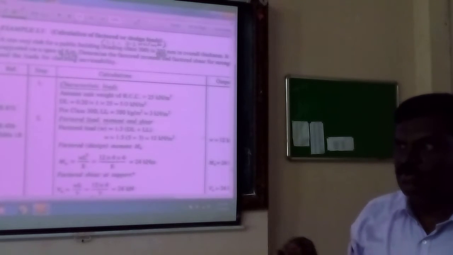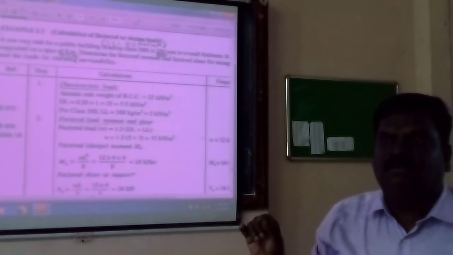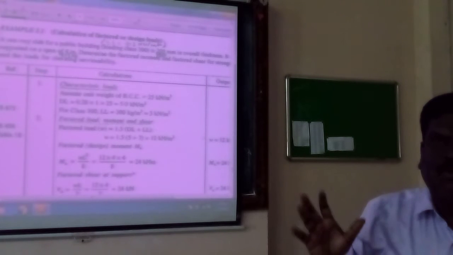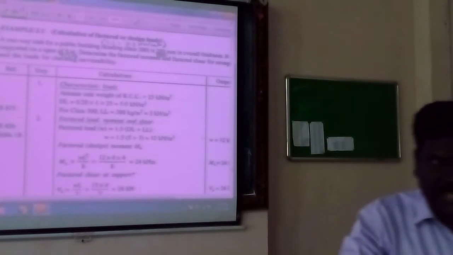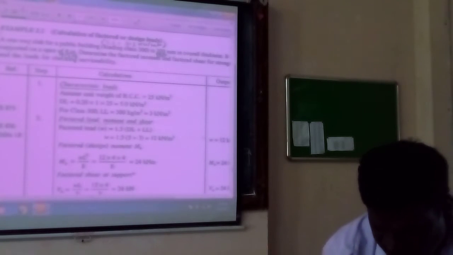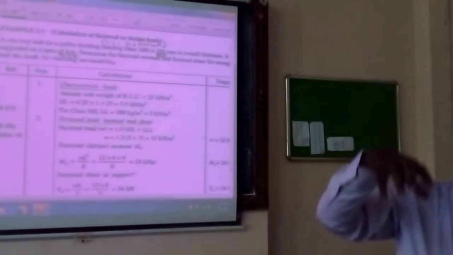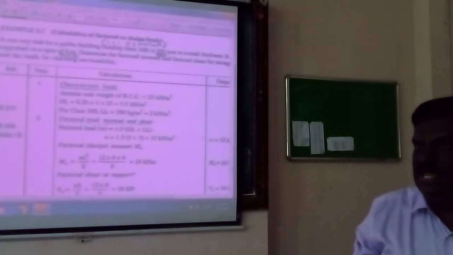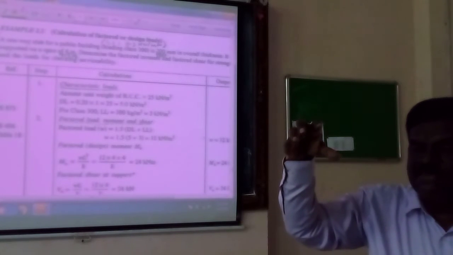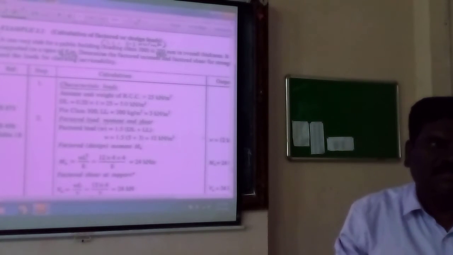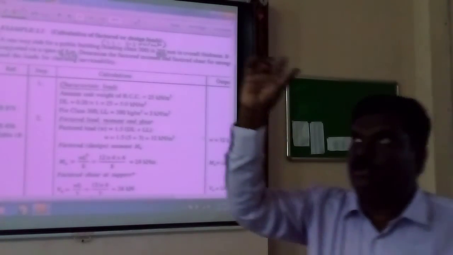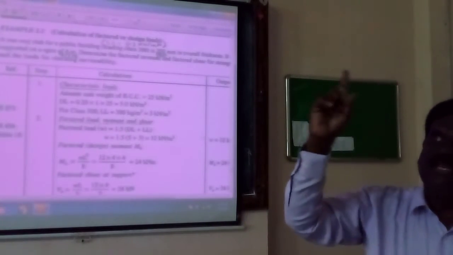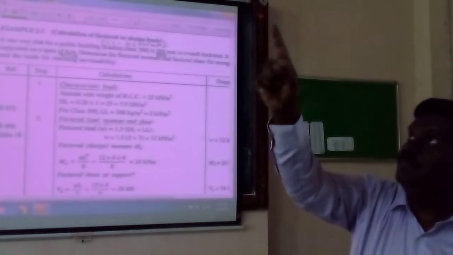LL on slab, write down. LL on slab is equal to. What is the live load on the slab now? The live load is given as 3.5 kilonewton per meter square. For 1 meter square area of the slab, 3.5 kilonewton live load is acting. Listen to me, 3.5 kilonewton live load is acting. I have considered a 1 meter wide strip of the slab. In that, for 1 meter run, means 1 meter square.